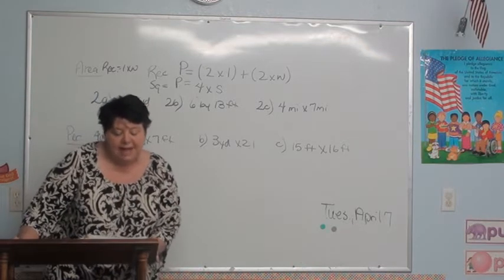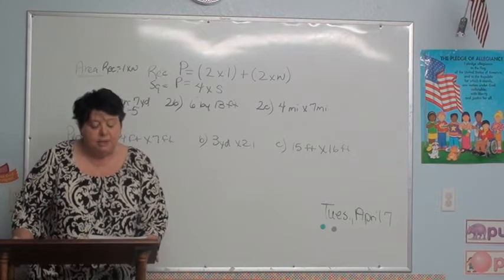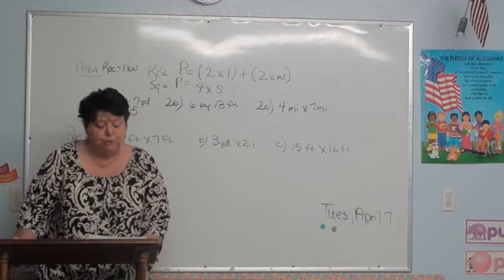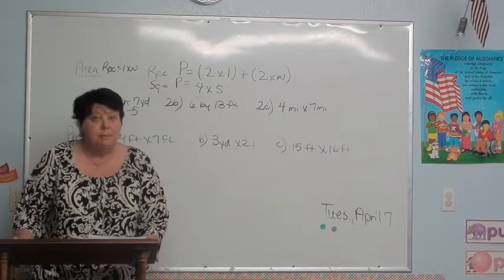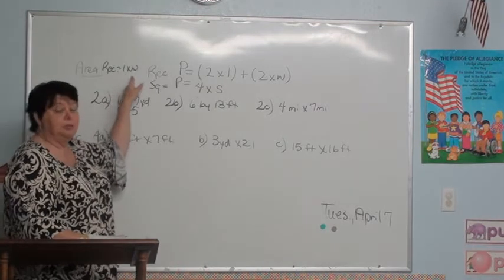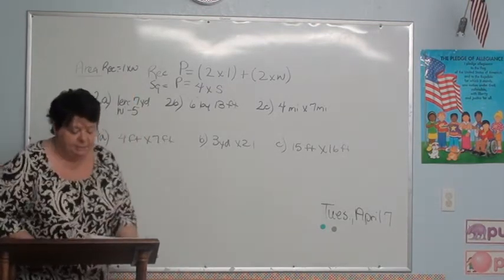Now, dividing a rectangle into square units is very time consuming. So simply multiplying the length times the width can get you the same area. Remember, the area of a rectangle is length times width.